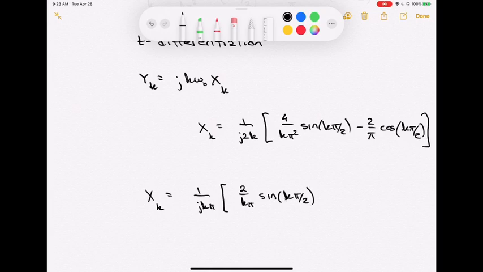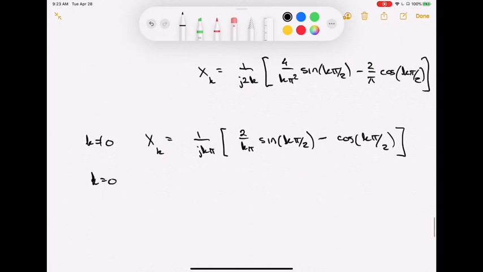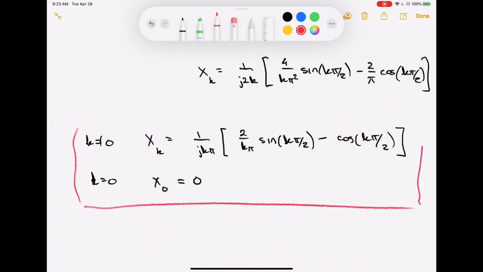That looks a lot like sinc, right? Minus a cosine here of k pi by 2. Something along those lines. That is for k not equaling 0. For k equaling 0, I get x of 0 then equaling 0. Okay, so I do have a final expression for all of this stuff, and I didn't have to do a bit of calculus.